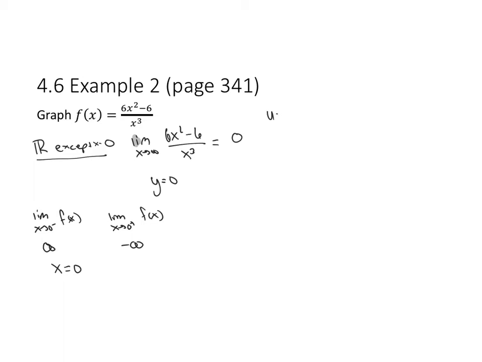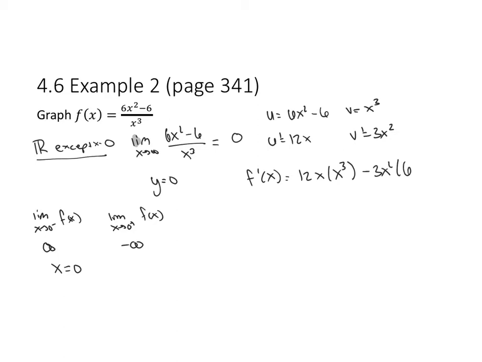So to find my first derivative, I have a u and a v. My u is 6x squared minus 6, and my v is x cubed. My u prime is 12x, and my v prime is 3x squared. So my first derivative is 12x times x cubed minus 3x squared times 6x squared minus 6, all over x cubed.